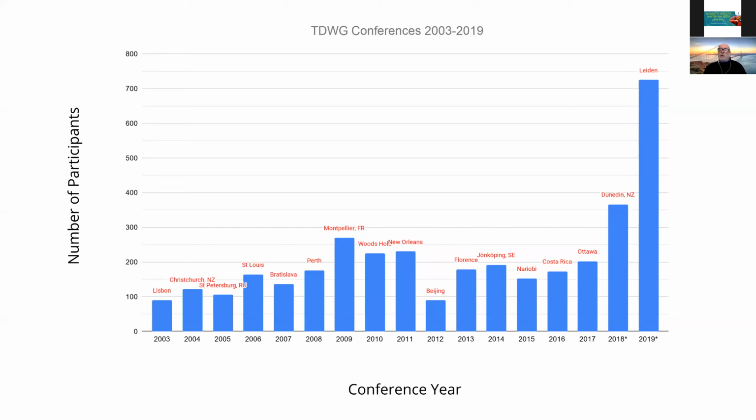In 2018, we met with SPNHC, the Society for the Preservation of Natural History Collections, and even though we were in far off southern New Zealand, in Dunedin, we had almost 400 people there. And in Leiden this last year, where we were in a Central European city, we drew over 700 participants. And that's because there have been so many more people getting involved, particularly from Europe, in biodiversity information management.